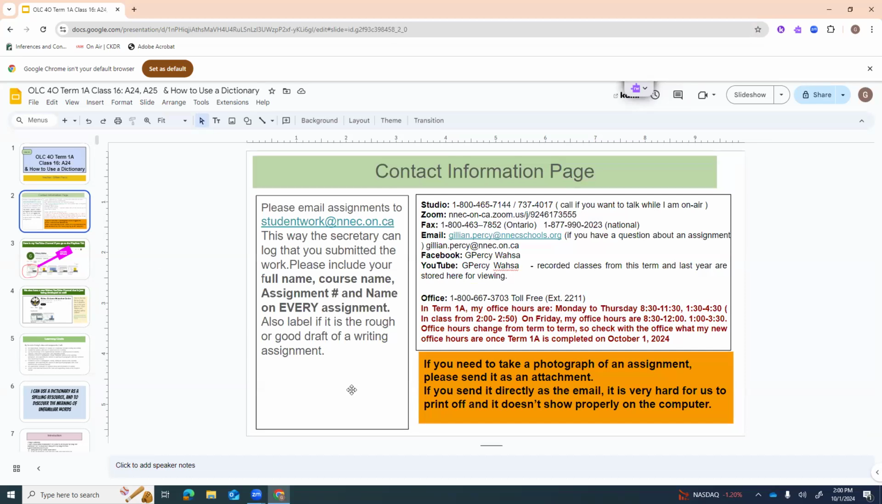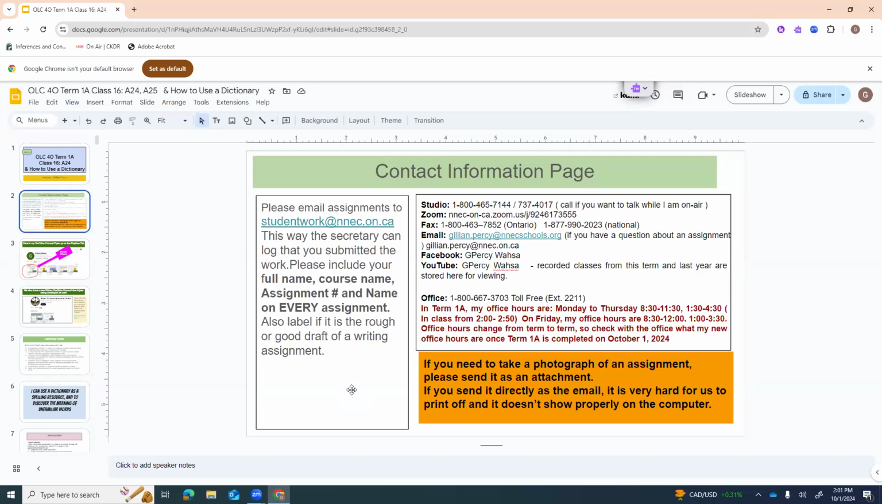All right, all assignments should be sent to studentwork@nnec.on.ca. That way the secretary has a record that you submitted the work and she can access it. If anything were to happen to me, you've got another teacher who can get to it. You always want to have your full name, the course name, the assignment number, and the name if there's a name, on every assignment. I know it's kind of a hassle to label everything that way, but sometimes we have people who take multiple courses. I have people that might have very similar names, so we want to make sure we know who we're talking about, okay?